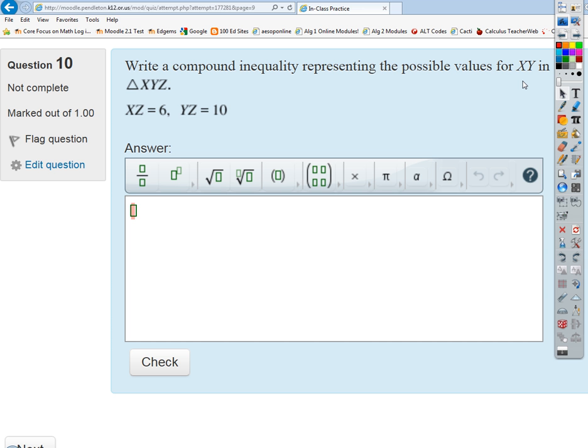What would happen if the missing side, what if XY is the longest side? If it's the longest side, then what would have to be true? The other two sides would always have to do what? By the triangle inequality. Good, they have to add up to more than it, right? The two smallest lengths have to add up to more than the biggest length, right? So the smallest lengths, 6 plus 10, would have to be bigger than XY, right?